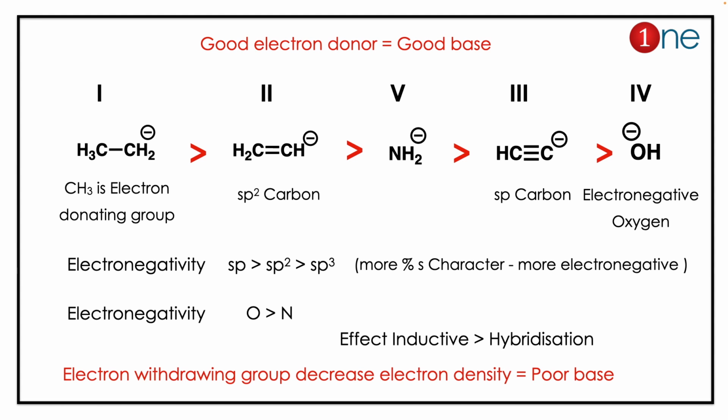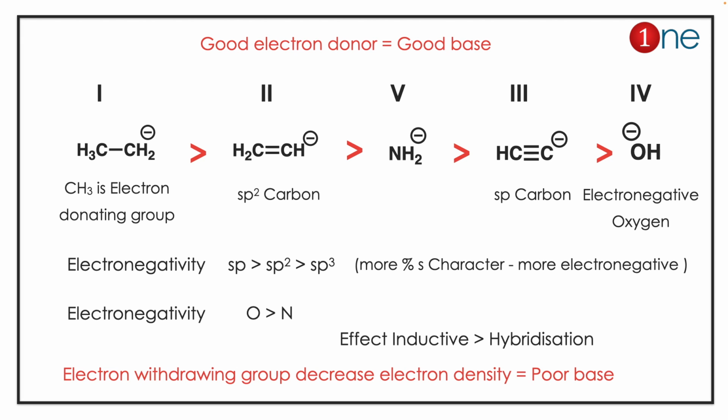Here the answer lies in the basic fact, which is that a good electron donor is a good base. According to the Lewis concept, a base has to donate electrons. Here the electronegativity decides the electron donating ability. The electronegativity depends on the hybridization sp, sp2, sp3: the more the s character, the more electronegative. If you look at oxygen and nitrogen, oxygen is more electronegative and nitrogen is the least one. By using this fact, you can find the order.